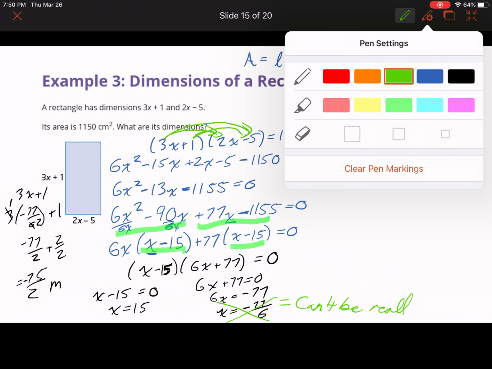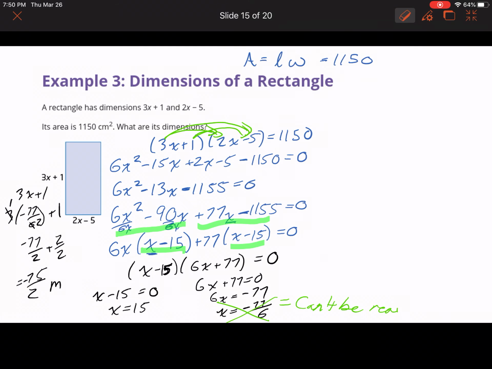Can't be real. It's getting late. I'm not even writing words properly. Can't be real because it is negative meters. Can't be right. So we know x has to equal 15. Let's check into our formula to see if we get there.